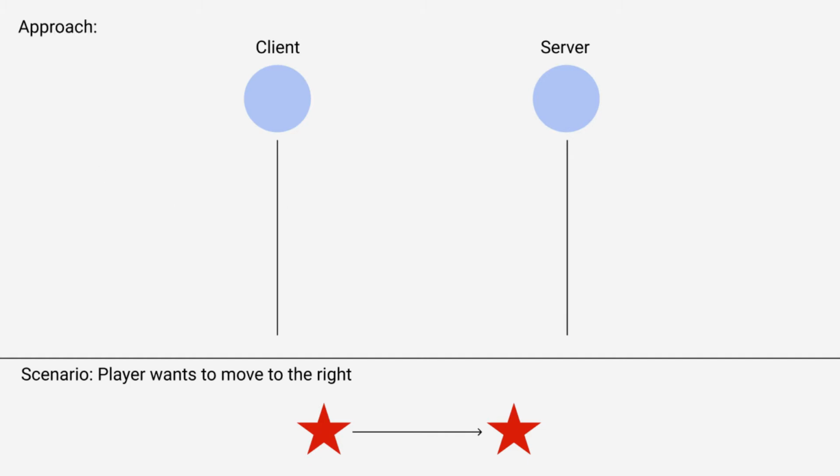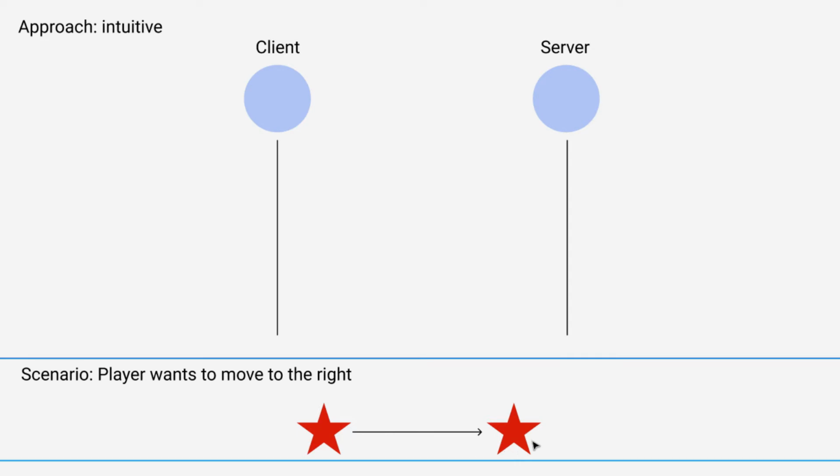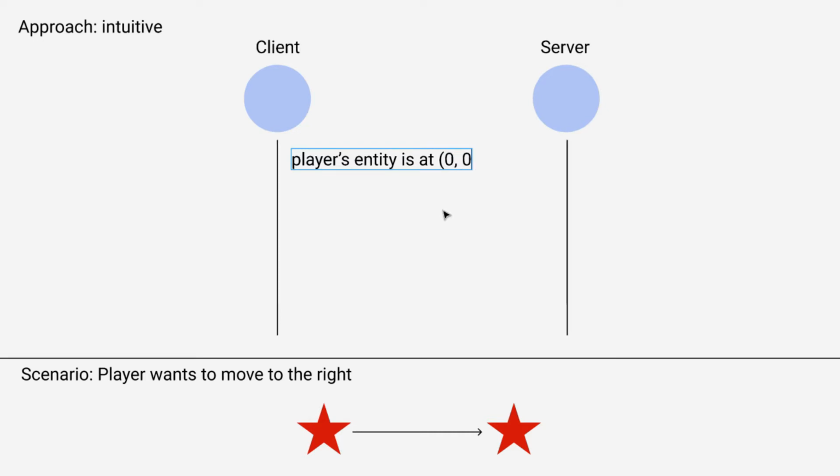What we want to do is start from an intuitive approach here. So if you know nothing about networking and you just have this set up, someone tells you, hey, do this thing, what would be the most intuitive approach? Well, the client knows where this player is. It knows this player is at a particular position. And let's call this one 0, 0, and let's say it wants to move to 1, 0. So the client knows player is right here, right? And it wants to get that information out to every other client. So we could say the client is going to tell the server the player's entity is at 0, 0.